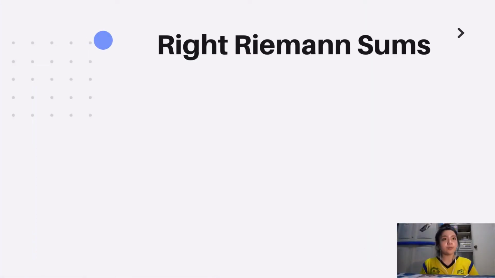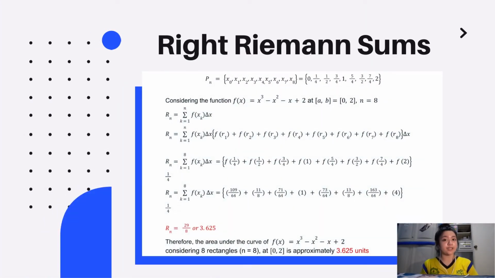To start off with the solution, we have these partition points, which will be used later when solving. For now, we will determine n, which is the number of rectangles. In this case, we have the value of 8. Then we need to find the step size, which is 1/4. After that, we will now be using the partition points.